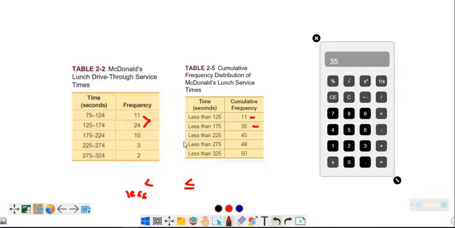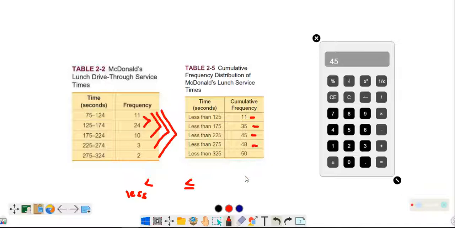Next, less than 225. Here there are three classes: 11 plus 24 plus 10. You already have 35 here, so just add 10. You will end up with 45. Next, we have 3, and all of them are included here. We have 45 plus 3, so 48. Next, we have 2. The bracket just keeps getting bigger. We have 48 plus 2, 50.